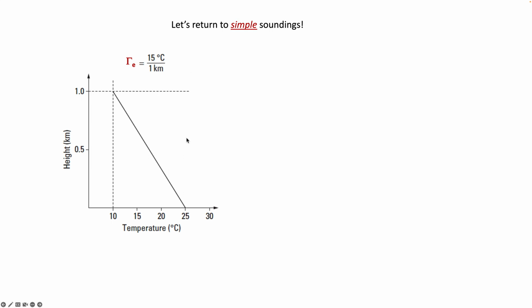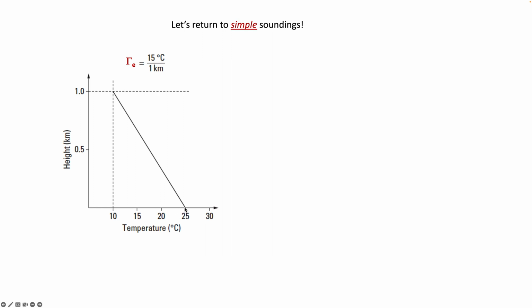If we take a look at this diagram, we have height on the y-axis and temperature on the x-axis in degrees Celsius, and we're going to assume that the temperature of the air at the surface is 25 degrees Celsius. In this case, we can determine the environmental lapse rate by going up 1 kilometer and measuring the temperature of the environment at 1 kilometer. In this example, the temperature at 1 kilometer is 10 degrees Celsius.